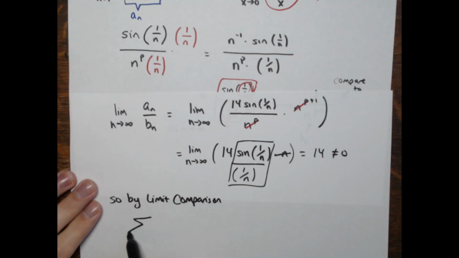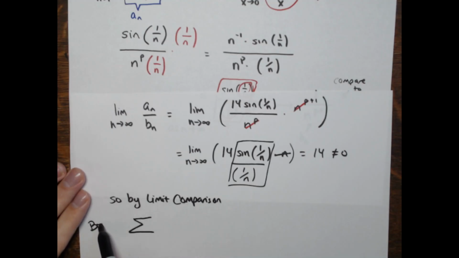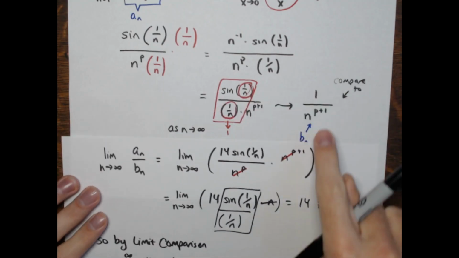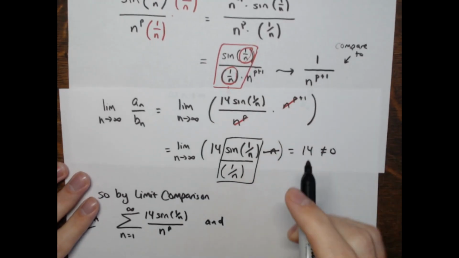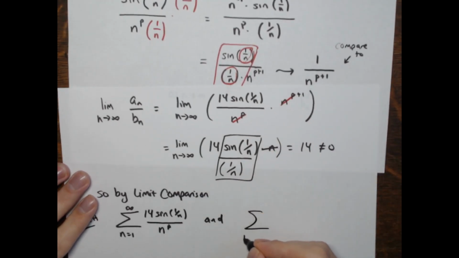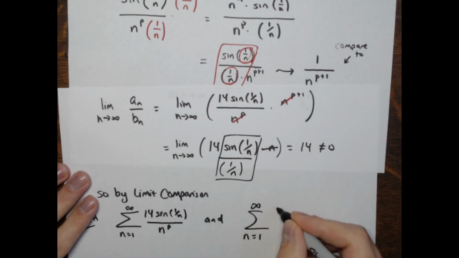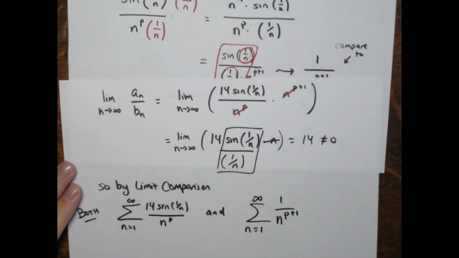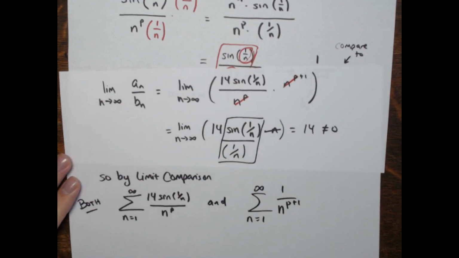both sums, right, both the sum from n equals 1 to infinity of 14 times the sine of 1 over n to the p, and the sum of these b sub n terms, and I call this b sub n, right? Sum from n equals 1 to infinity of just 1 over n to the p plus 1. Both will converge and both will diverge.